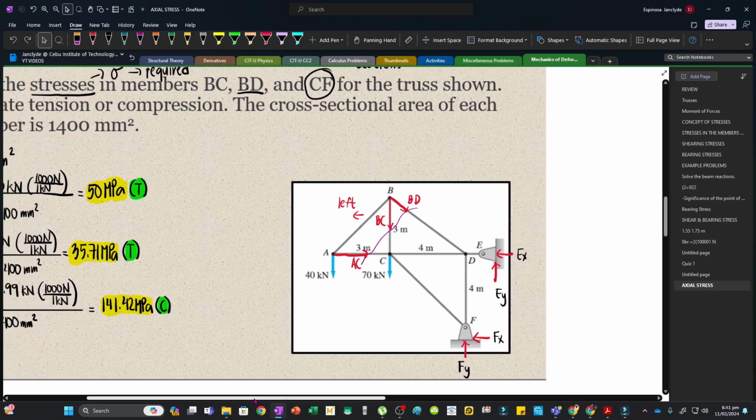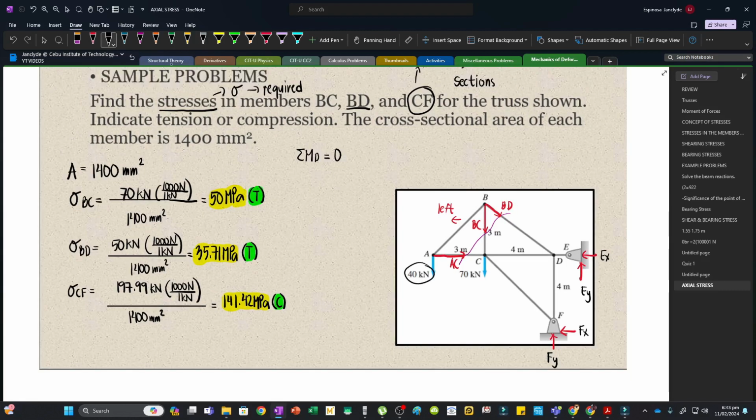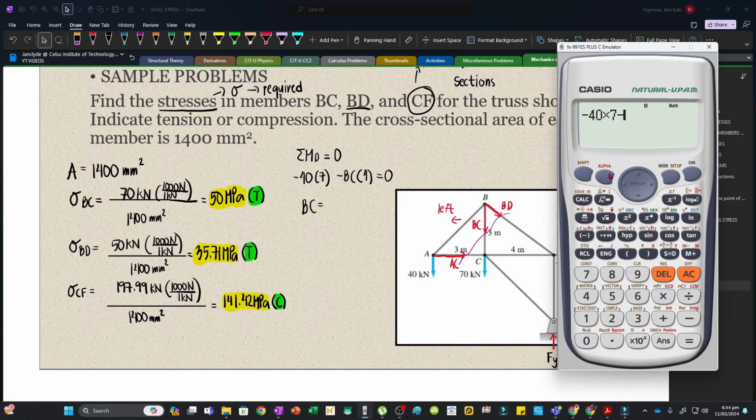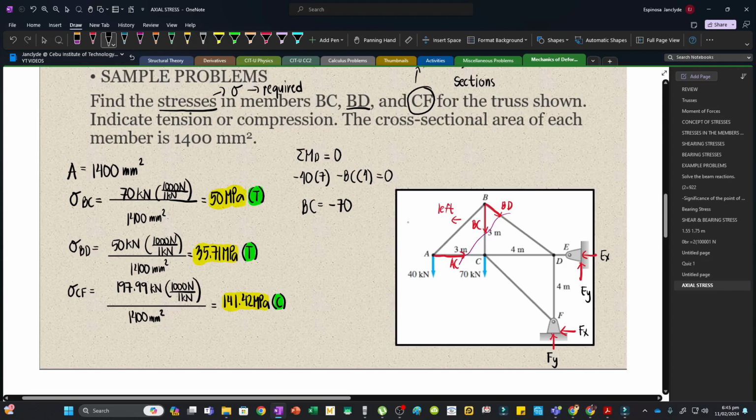Now recall that the force in BC is equal to 70 kN. If I take moments about D, I have minus 40 times 7, and then minus BC times 4, and this is equal to 0. Take note that 70 kN is already excluded, because this is at the right side of the section. We will only consider these forces. Solving BC, we have minus 40 times 7 minus x times 4 equals 0, and so our BC will be minus 70, which means that it's in compression. So this is minus 70 kN compression, which is just the same as this one.